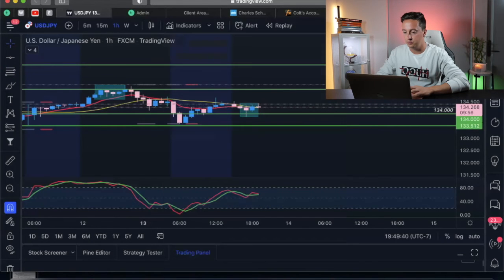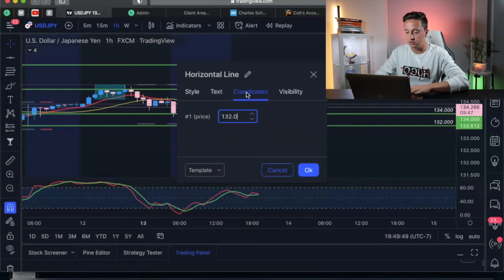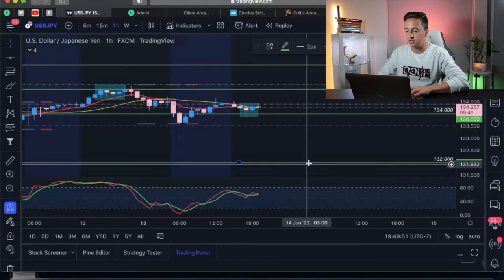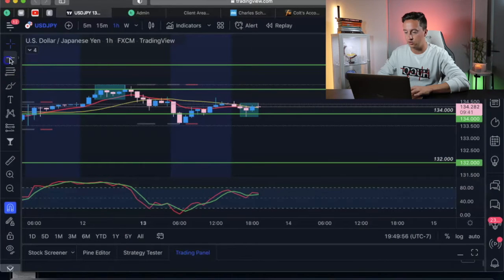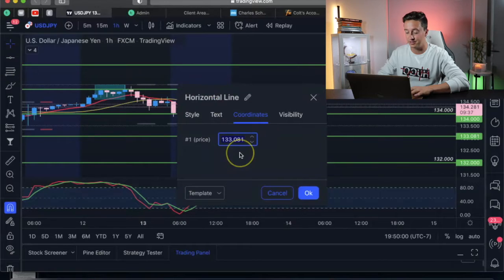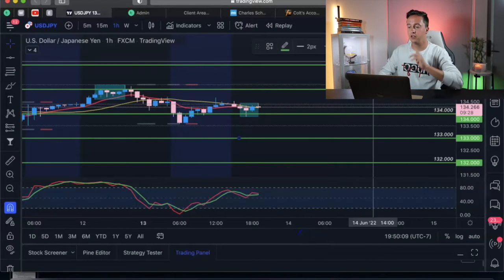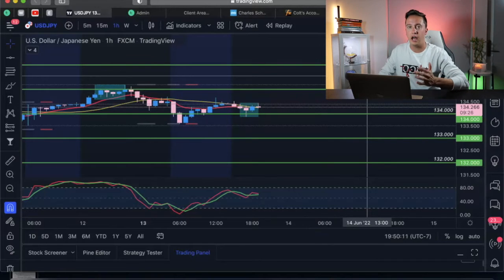Okay. 132.000. Same thing, coordinates 132.000. And you guys are going to be able to do this for any pair that you want. Now I need to get 133. I don't know how I skipped that before 132, 133. And then lock it. So I am doing this also on the 1 hour time frame.